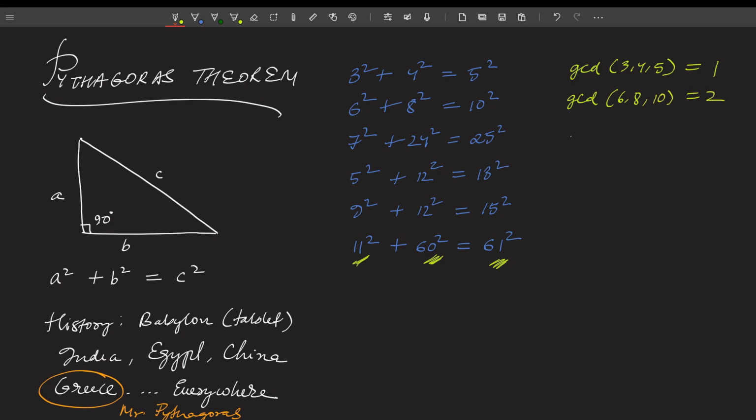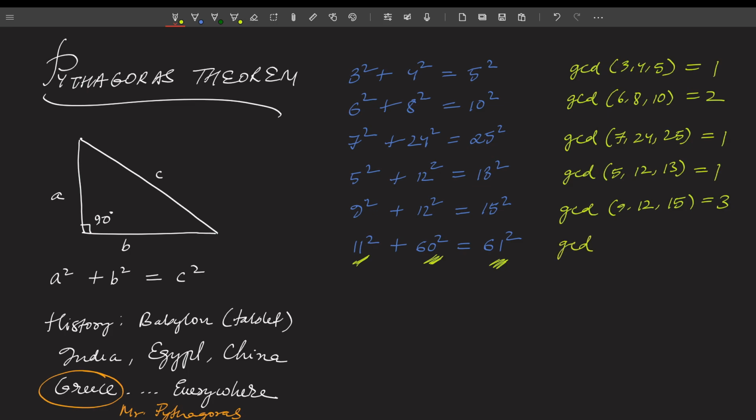The GCD of 7, 24, and 25 is equal to 1, because we do not have a number greater than 1 which divides all of these numbers. Likewise, for 5, 12, and 13, the greatest common divisor of these three numbers will be equal to 1. There's a reason why we are looking at the greatest common divisor, as you shall see in the subsequent discussion, how we are going to use the property of greatest common divisor.